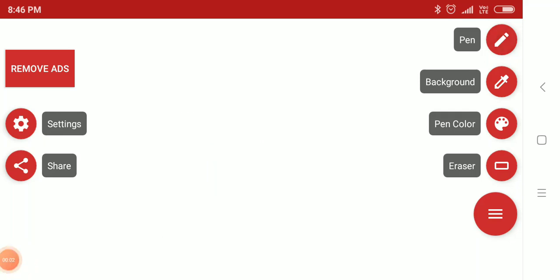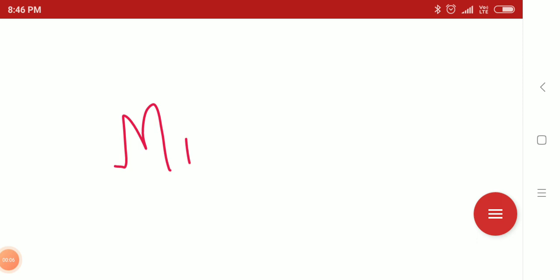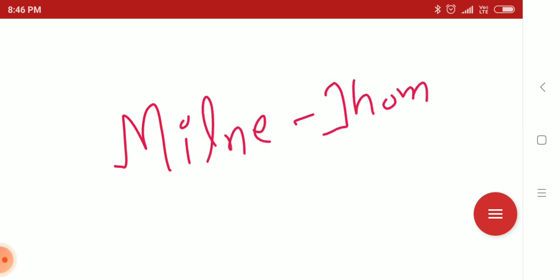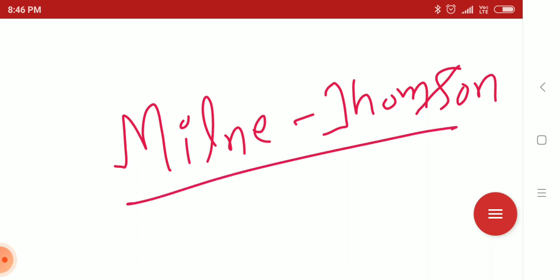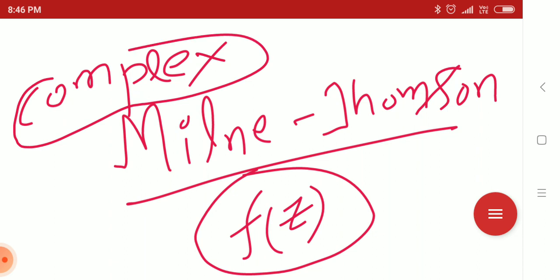Today, I am going to discuss the Milne Thomson method, by which we can calculate the value of the function f(z) of any complex number. Today our topic is complex analysis, where we will discuss the Milne Thomson method. So let's start the discussion.